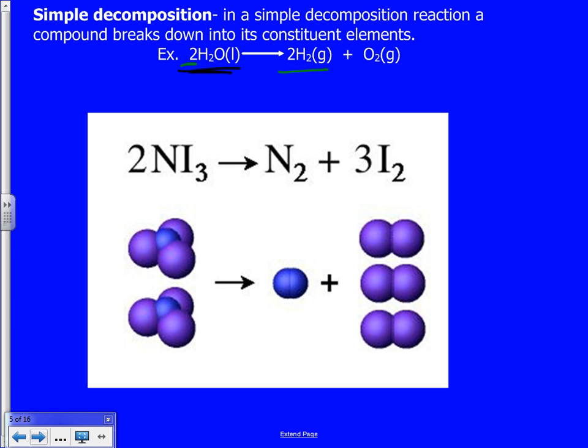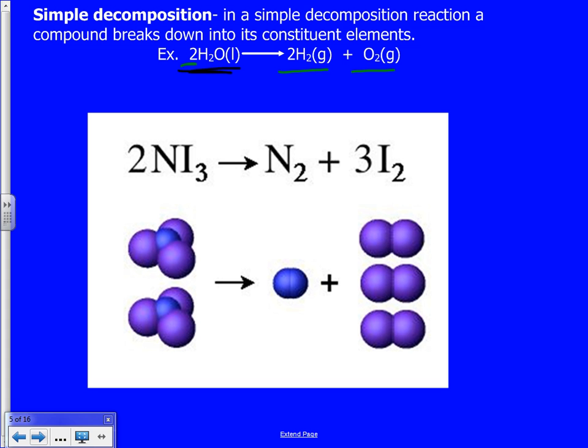Okay, how many oxygen atoms are there over here? 2, right? There's one in each molecule, and there's 2 molecules. Okay, over here are there 2 atoms of oxygen? Yeah, it's 1 molecule, but there's still 2 atoms. We always got to make sure we got the same number of atoms on both sides of the equation. Okay. All right, another example of a decomposition reaction.